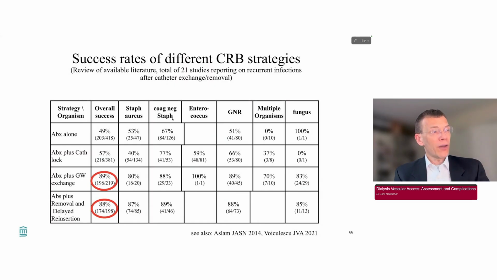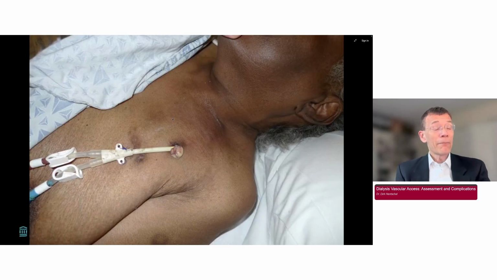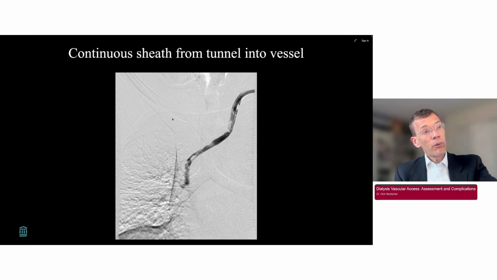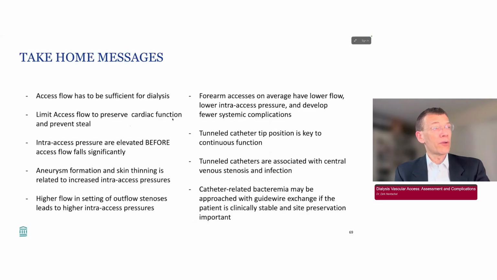One word about catheter exchanges. If you do a guide wire exchange with disruption of the fibrinous sheath, you get about the same overall clearance of bacteria as if you remove it and do a delayed reinsertion. In this patient with a tunneled infection, when you pull out the catheter, you can see that there's debris, pus, in the fibrin sheath. So we have started to disrupt these after aspirating the purulent material.